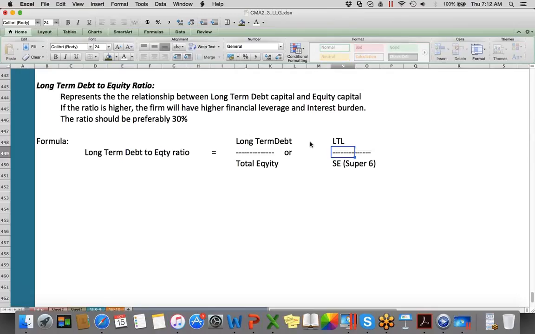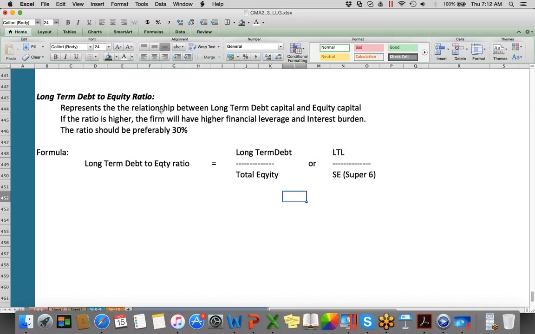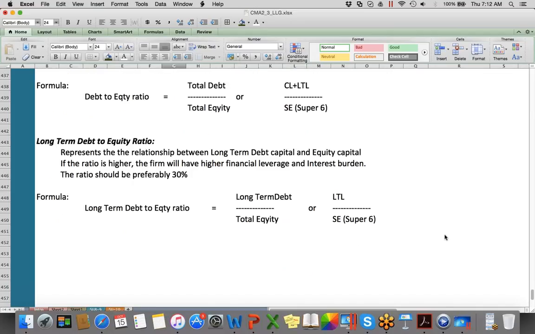So the long-term liabilities portion is expressed in terms of shareholders' equity. That is the reason why it should be around 30%, whereas this one is around 40%. Okay.